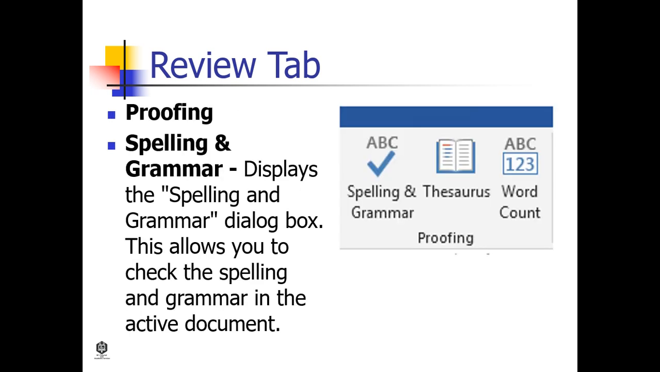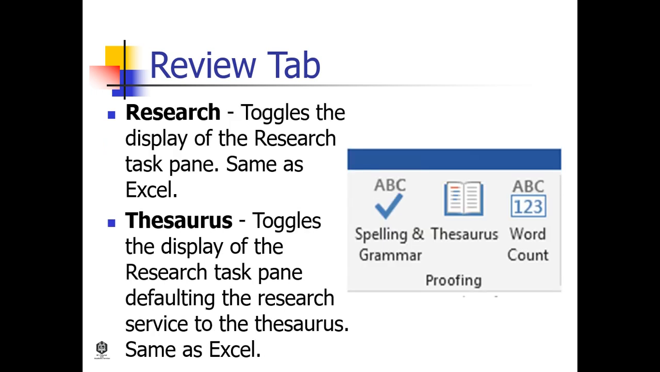For the part of proofing, Spelling and Grammar displays the Spelling and Grammar dialog box. This allows you to check the spelling and grammar in the active document. Research toggles the display of the Research task pane, same as Excel. Thesaurus toggles the display of the Research task pane, defaulting the Research service to the thesaurus, same as Excel.